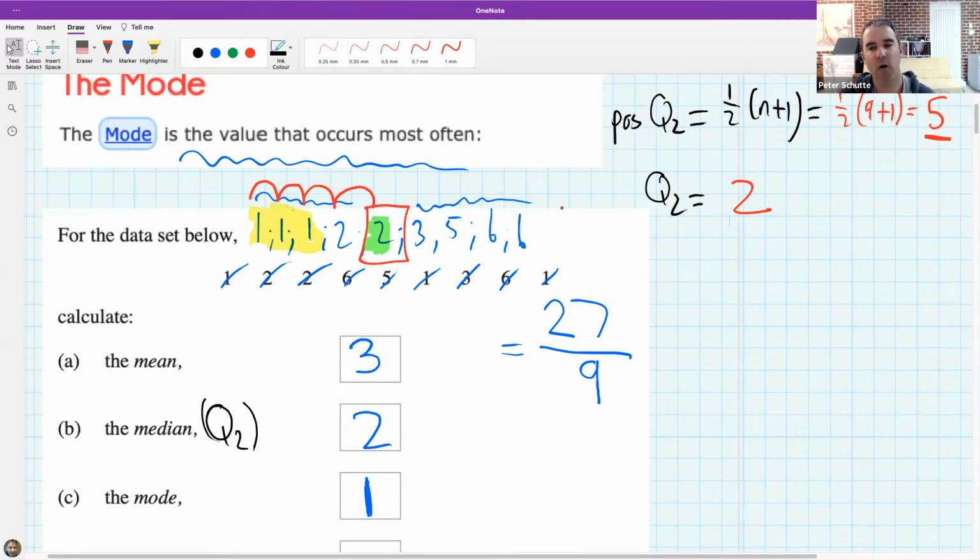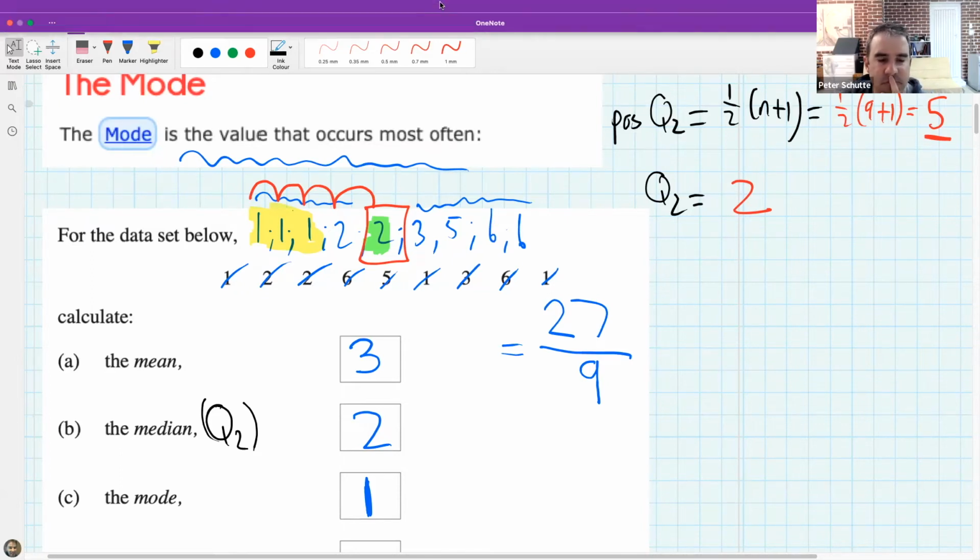Okay. Now, I want to ask a question of the class. If the position gives you a fractional number, say, for example, I say to you, the position comes out as like 5.5. Does anybody know what to do if the position has a fraction attached to it? Any ideas?